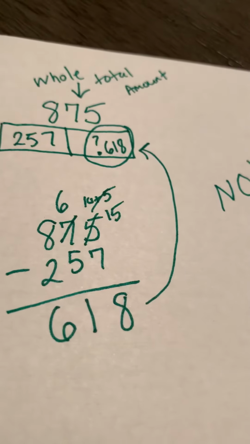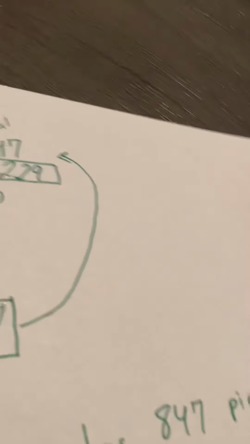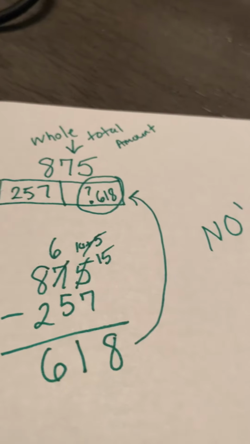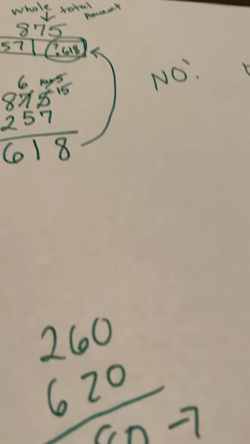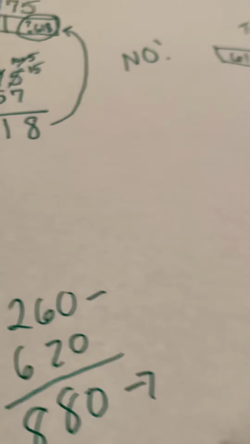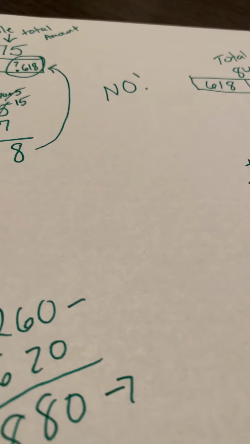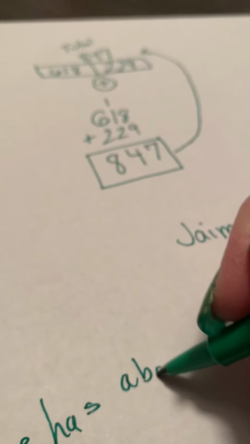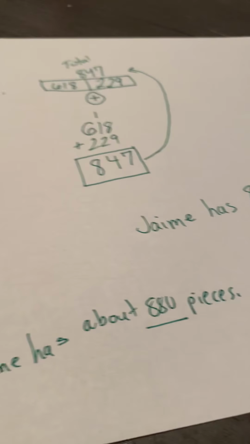If I add them together, it gives me 880. And Jamie has a total of 847 pieces. Okay. I mean, it's higher, but it's still close enough. So that's how you would estimate your answer. So we would write Jamie has about 880 pieces. And that would be close enough. Remember, it's an estimate. You're trying to get close enough to the pieces.